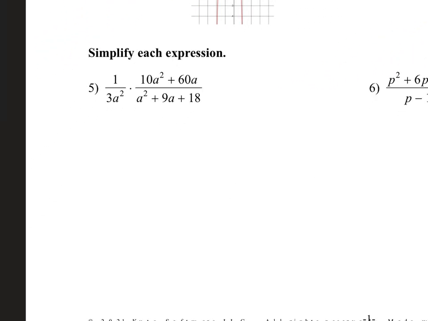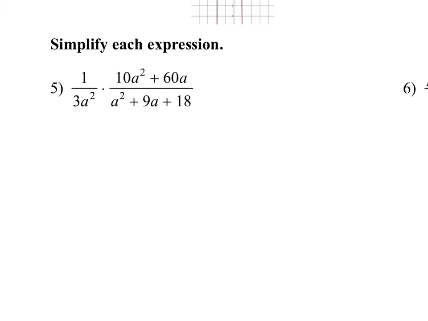Alrighty, and some more simplifying here. So we're multiplying expressions. So basically it's similar to what we just did, except we will need to actually multiply the numerators and denominators together. But we're just going to simplify things first, factor, and see what happens. So we have 1 over 3a squared. Nothing I can do there. The other term, let's see, 10a squared plus 60a. It does have a common factor of 10a. So it would be 10a times a plus 6, right? That would get us back to the 10a squared plus 60a.